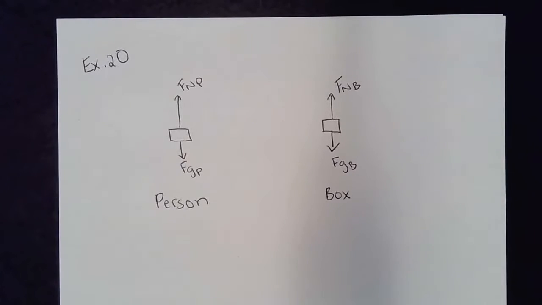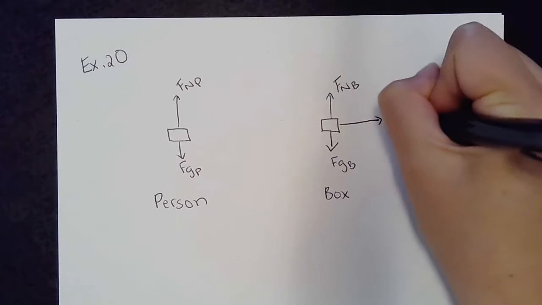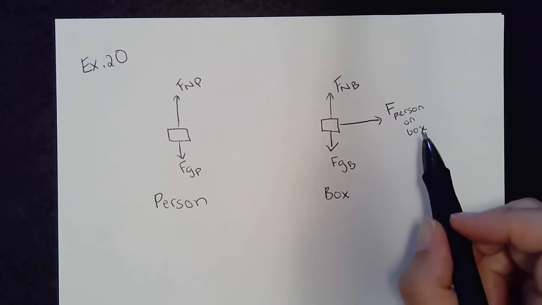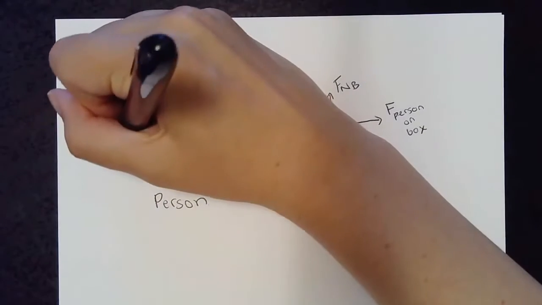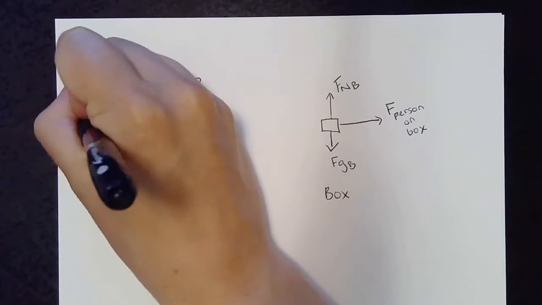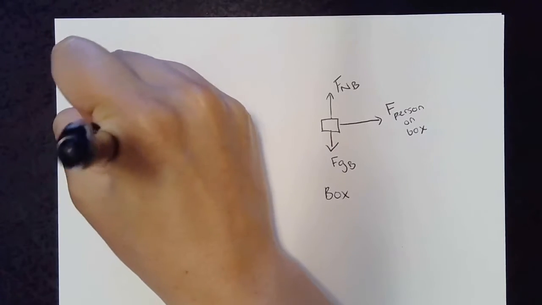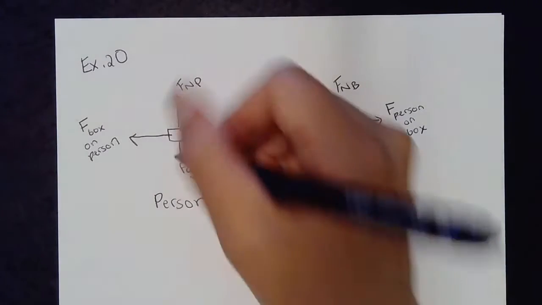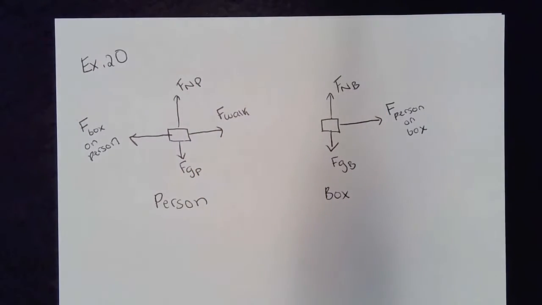The person pushes on the box, so there's going to be a force here. I'm going to call it F and write person on box. Now already, because of Newton's third law, I know that there's a reaction force. So when a person pushes on a box, the reaction is that the box actually pushes back on the person with the same force. So let's add that F of the box on the person. Now there's one more force. This person is walking and pushing on the box. So there's a forward force from the person walking. So I'll call that F walk there. There's no friction, so those are all the forces that we have.